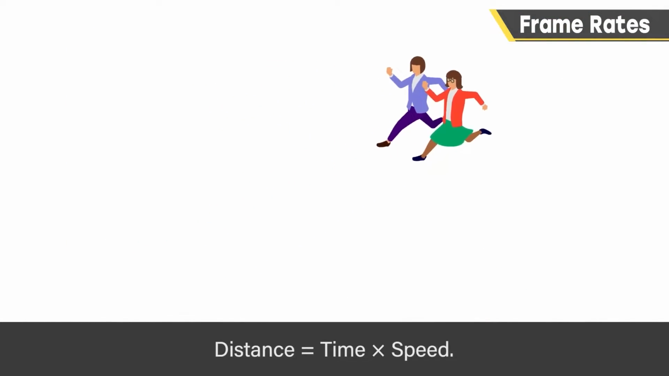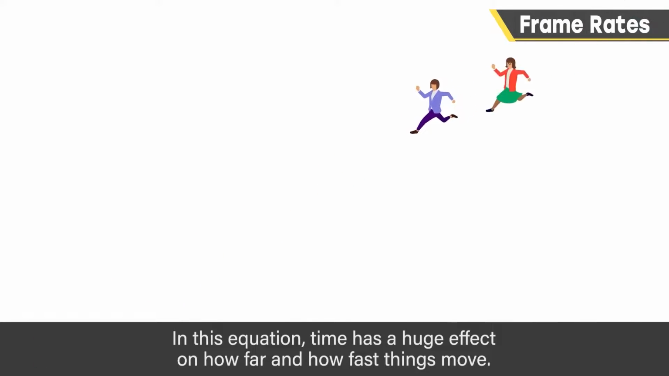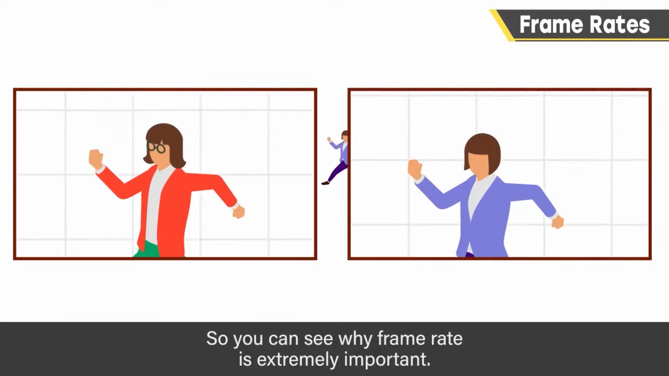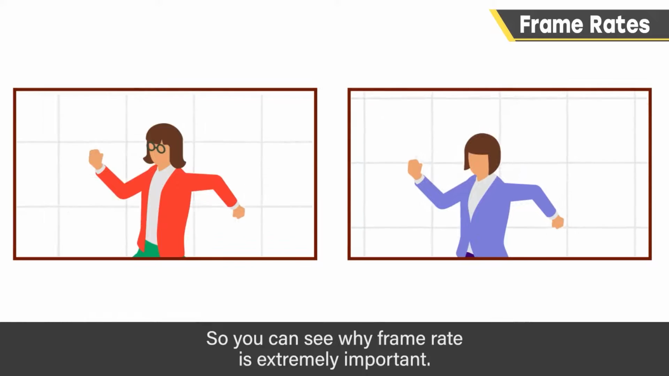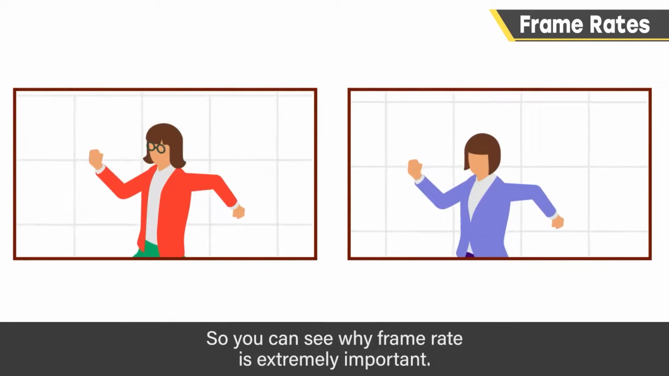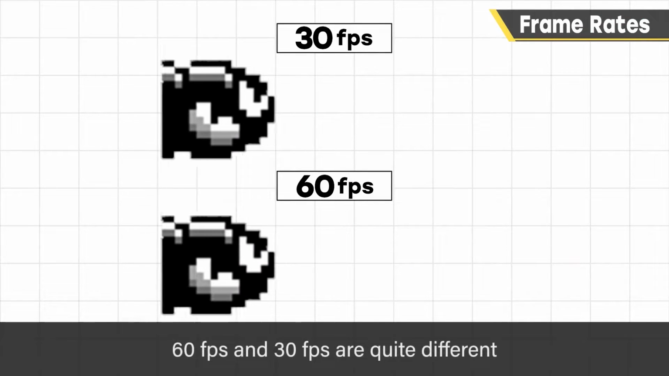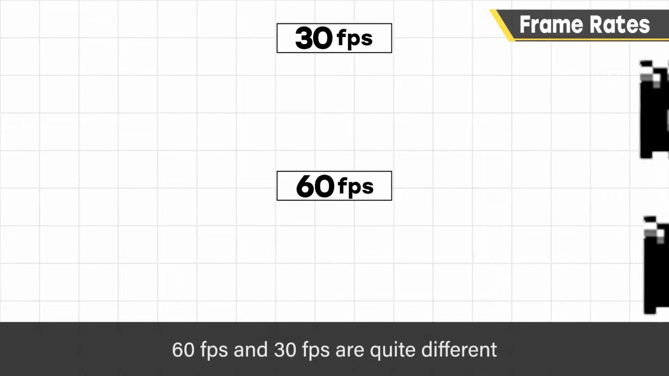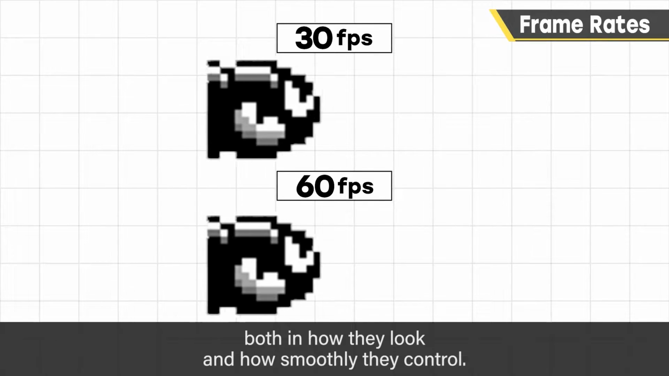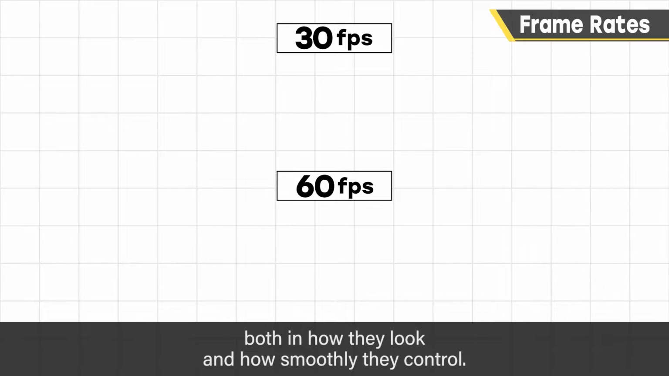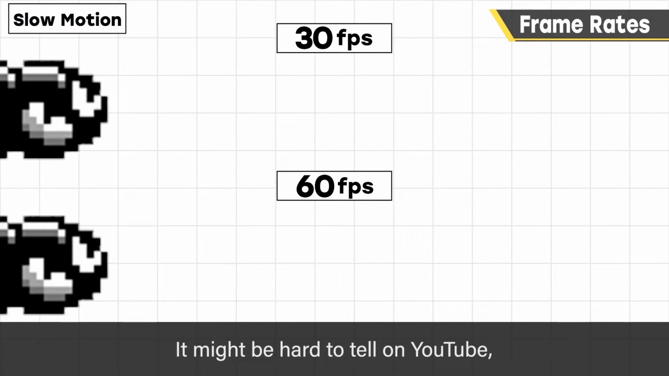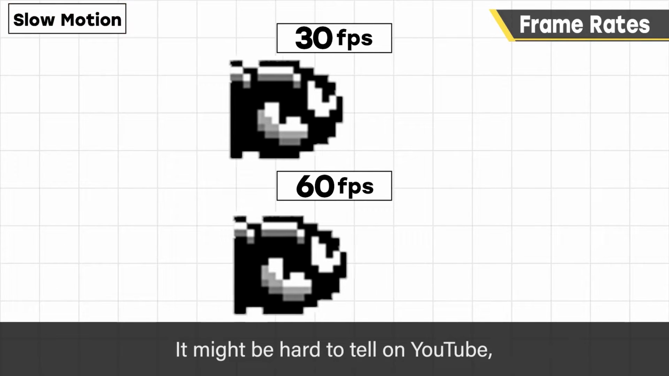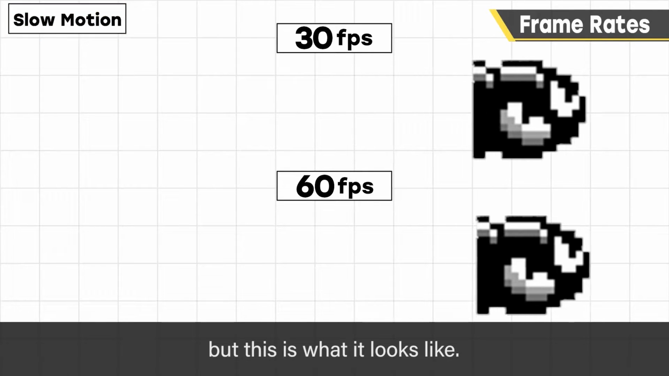Distance equals time times speed. In this equation, time has a huge effect on how far and how fast things move. So you can see why frame rate is extremely important. 60 FPS and 30 FPS are quite different, both in how they look and how smoothly they control. It might be hard to tell on YouTube, but this is what it looks like.